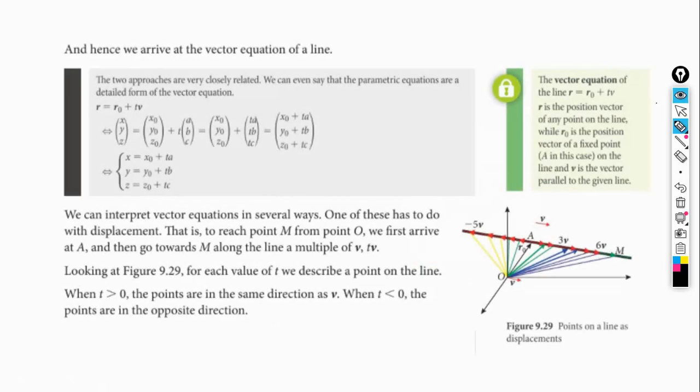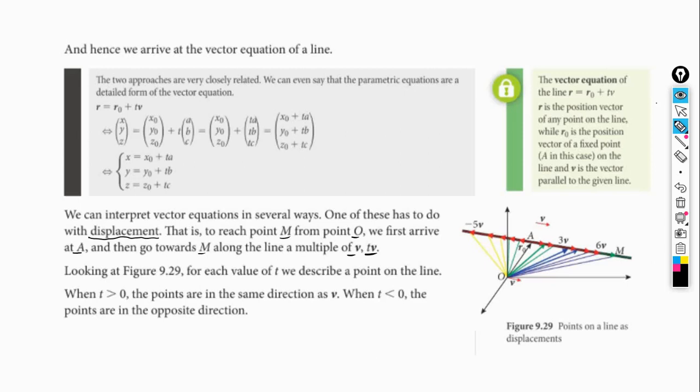We can interpret vector equations in several ways. One of those ways has to do with displacement. That is, to reach point M from point O, or the origin, we first arrive at A, and then we go towards M along the line, a multiple of v, tv. So if we look at figure 9.29, for each value of t, we describe a point on the line.